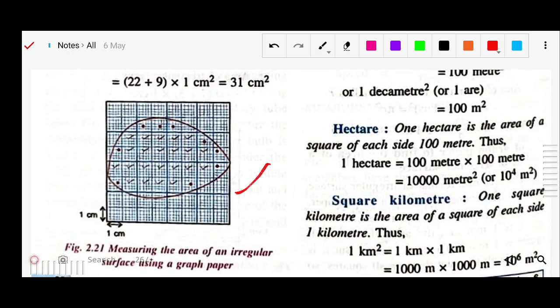Another figure we have. In this figure, as you can see, how many complete ones? This is 22 complete ones. How many half or more than half? 9, multiplied by 1. So this is the area of this particular figure, 31 centimeter square.